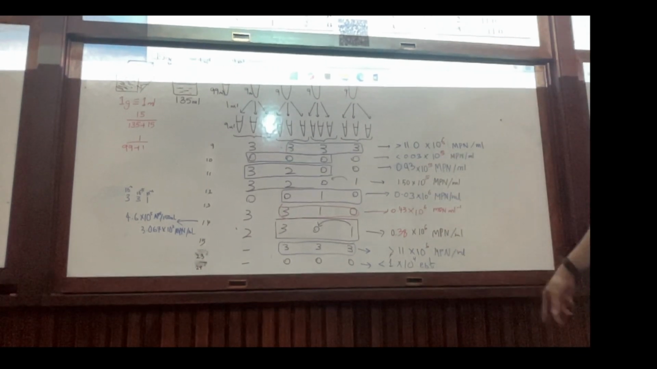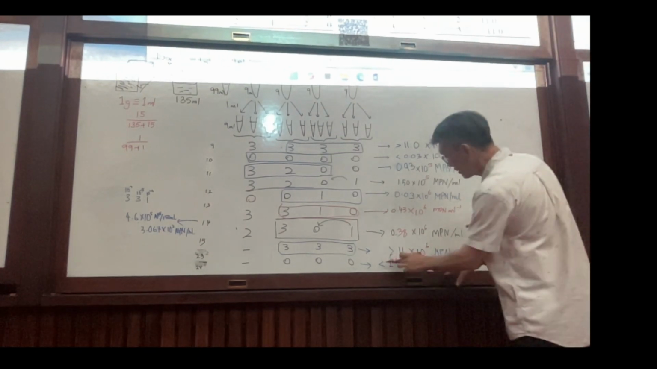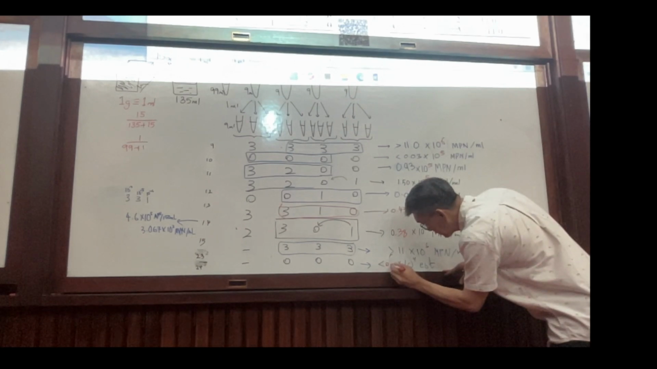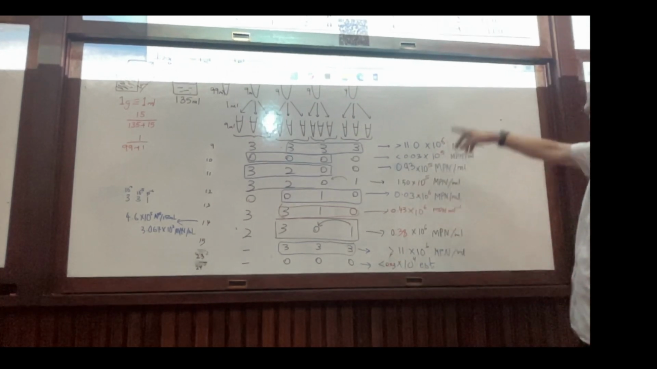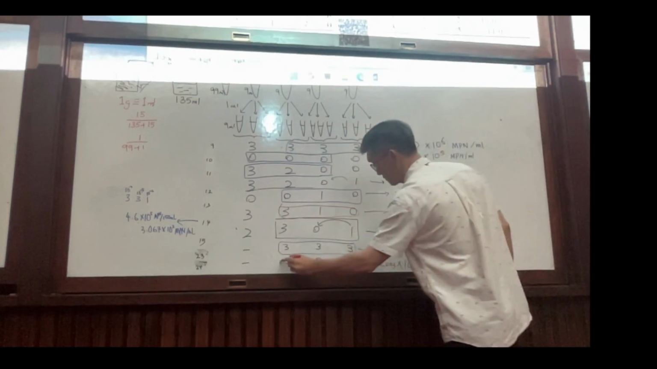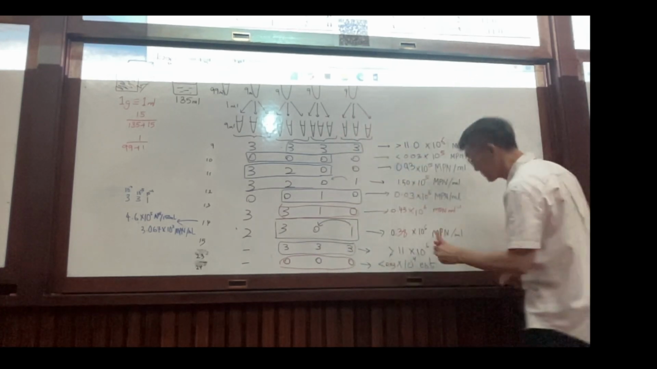0.000, less than 0.03. So this is not less than 1 but less than 0.03 times 10 power of 6.